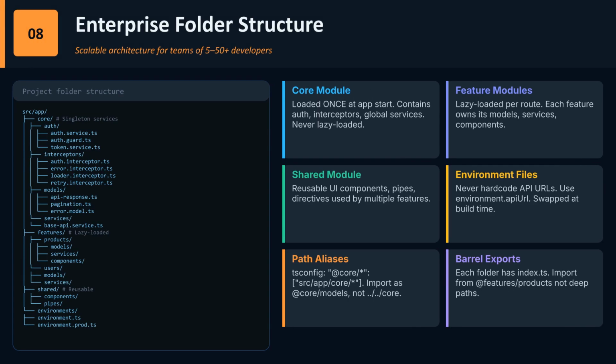A well-structured enterprise folder structure is key for scalability. Organize your application into core, feature, and shared modules. Utilize path aliases and barrel exports for cleaner imports, and rely on environment files for configurable API URLs.